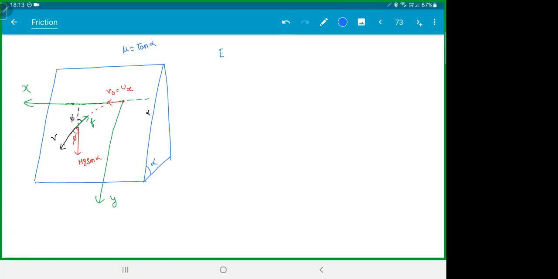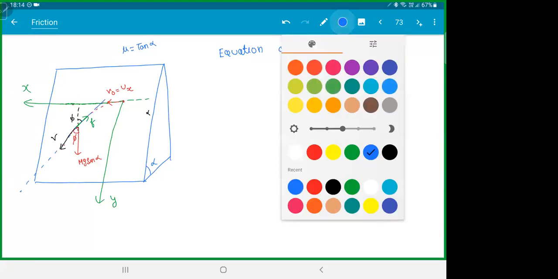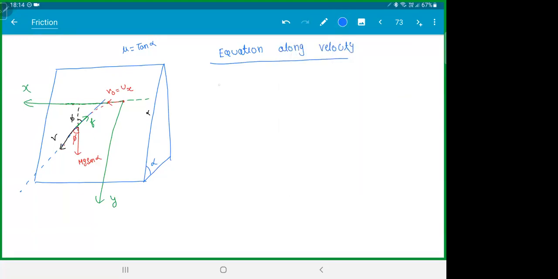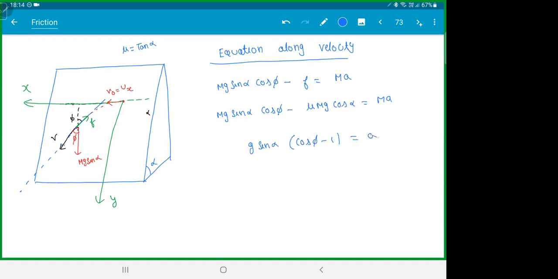Now we will write the equation along the velocity. That means you're trying to write the equation in the direction of v bar. Now this equation would be mg sine alpha cos phi minus friction is equal to m into acceleration. So this will be mg sine alpha cos phi. Friction is again mu mg cos alpha is equal to ma. And again mu is equal to tan alpha. You end up with g sine alpha into (cos phi minus 1) is acceleration. This is equation 2.